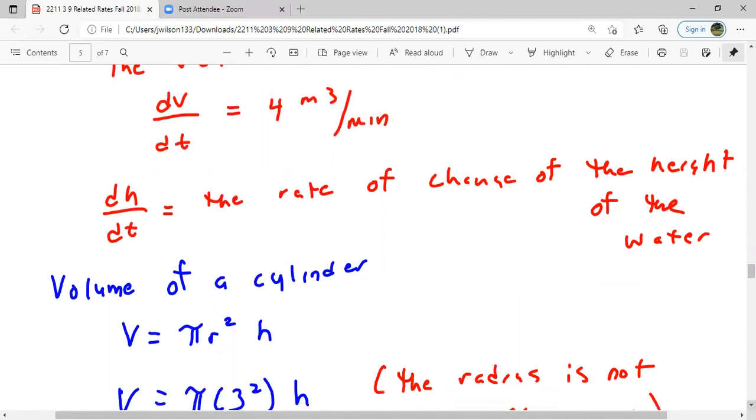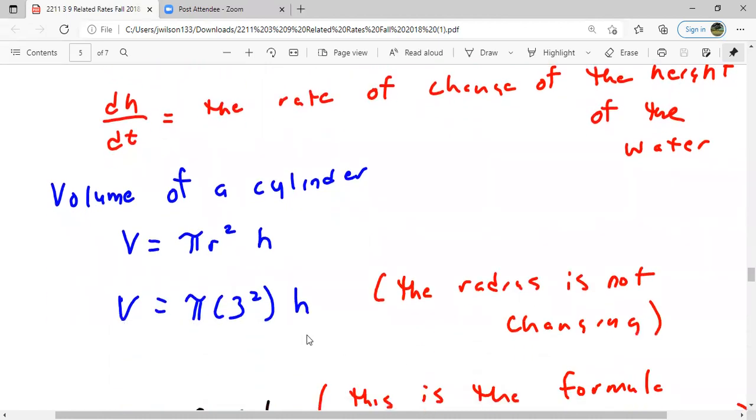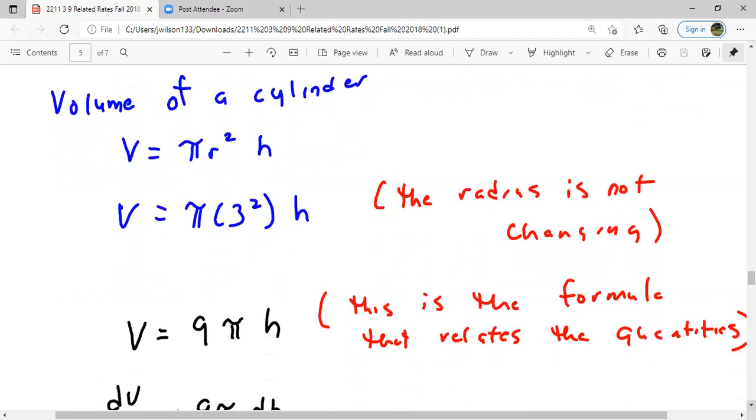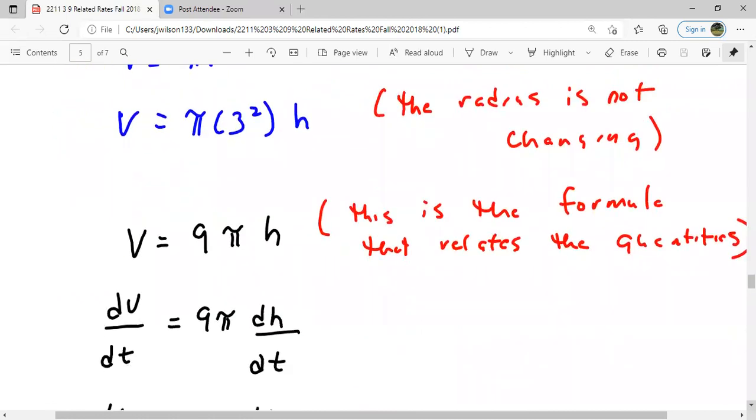Now we have our formula. And in this case, since the radius is constant, we can just go ahead and put it in and treat it as a constant and not treat it as a variable because it's not changing in this problem with respect to time. So I just put 3 in there for the radius, and it's going to get squared because of the formula. So then I have volume equals 9 pi h. This is the formula that relates the two quantities.